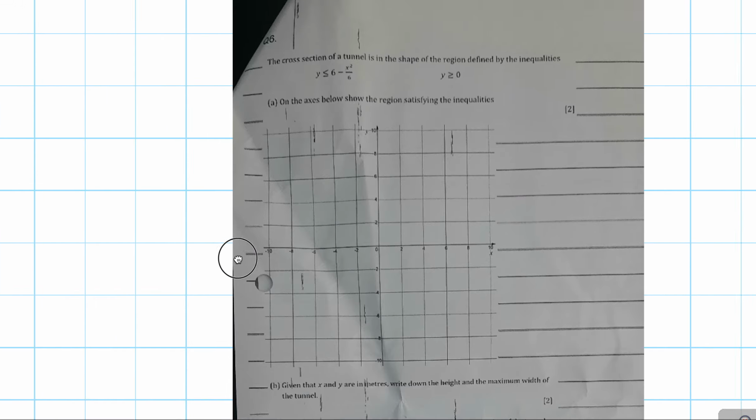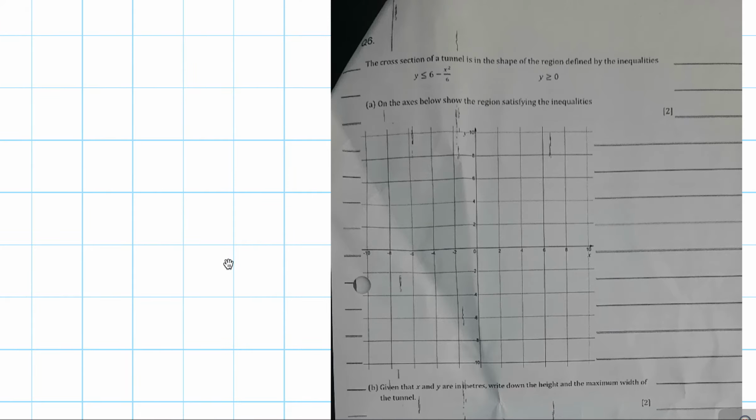The last question: the cross-section of a tunnel is in the shape of the region defined by the inequalities y is less than or equal to 6 minus x squared over 6, and y is greater than or equal to 0. On the axis below, show the region satisfying the inequalities. For this one, if you're never sure about how to draw the graph, you can plug some numbers into the equation.